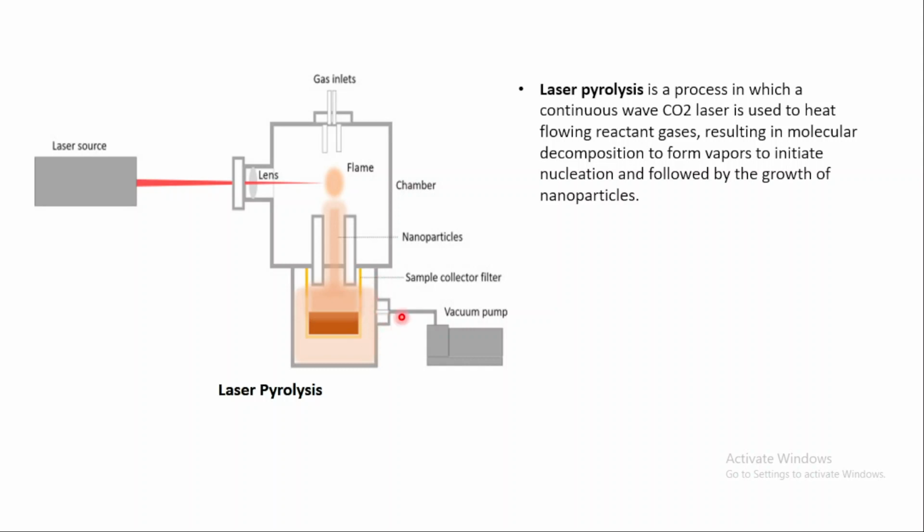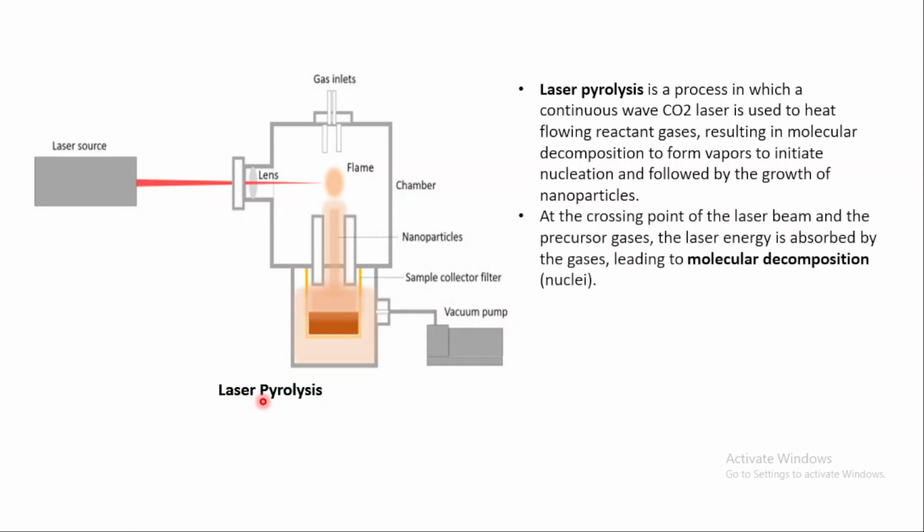And this vacuum pump will then just maintain anaerobic conditions here, devoid of air. So in the influence of high laser power, these gases will decompose and turn into nucleation centers, vapors, which will then nucleate and deposit all these nanoparticles on the sample collector filter. So this is the process of laser pyrolysis. So always, pyrolysis means heat. Pyro means heat element. So pyrolysis is a physical process in which we use thermal energy again, right?